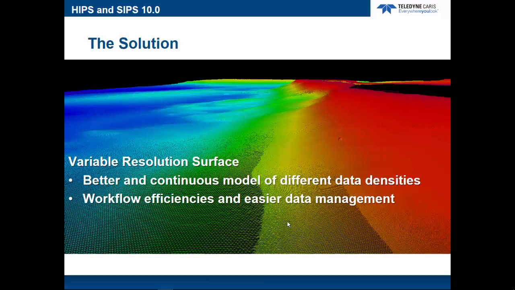So this led to the development of variable resolution. With variable resolution, we can model an entire area from shallow to deep, or very fine to very coarse point spacing, in a single continuous model. You don't have to split your data sets up. And of course, this brings workflow efficiencies in data management, in file management, and creating derivative products from those models becomes much easier with a single grid.